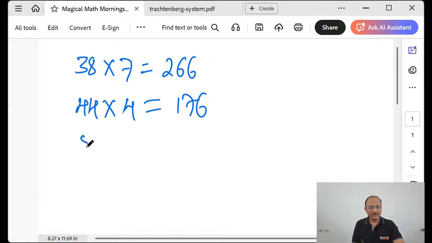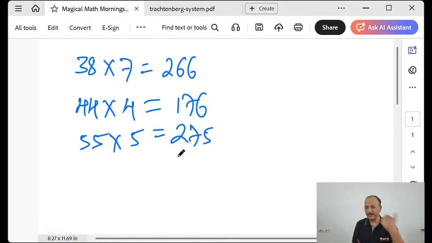Let's take 55 into 5. Easier one. 5 fives are 25, so 250, and 5 fives are 25. So 275 is the answer. Correct? Yes, that was 176. This is 275. Very quickly you will be able to do this.